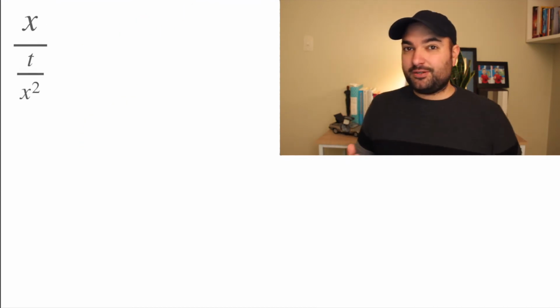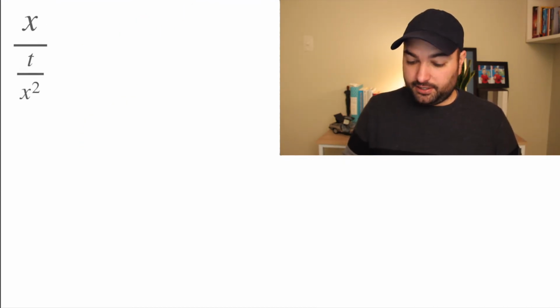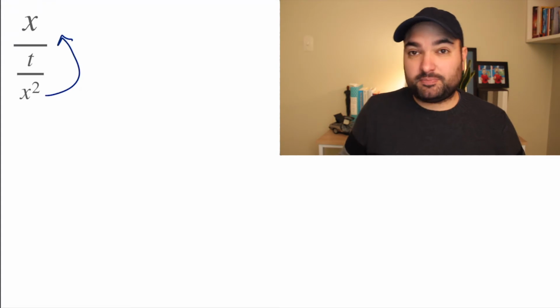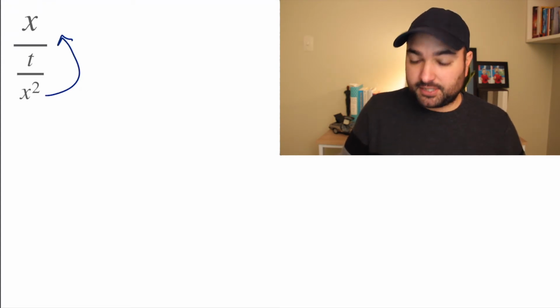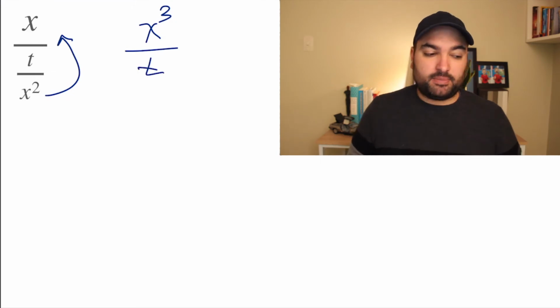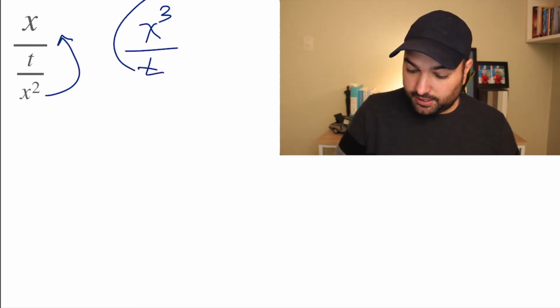All right, so this one, we have a fraction in the denominator, and so if we remember our rules from the previous sections, it looks something like this. We'll take x squared and we'll multiply the top by x squared, so x times x squared is x cubed over t, and we'll leave that be, just like that. And that is our answer.